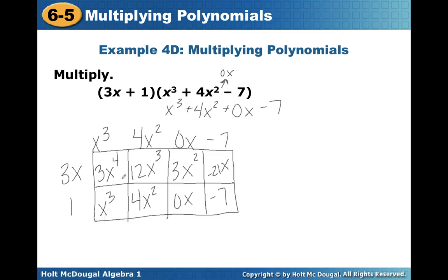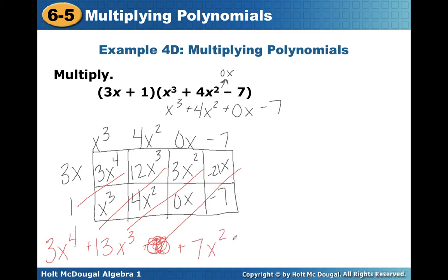Now, because we did this correctly, when we look diagonal, you have all the like terms. If you didn't include that 0x, you're going to come into a problem because when you look diagonal, you're not going to have like terms. Now that we have like terms, we can simply just combine. So in this case, we get 3x to the 4th power, 13x cubed, plus 7x squared, negative 21x, and negative 7. And that is our final answer.